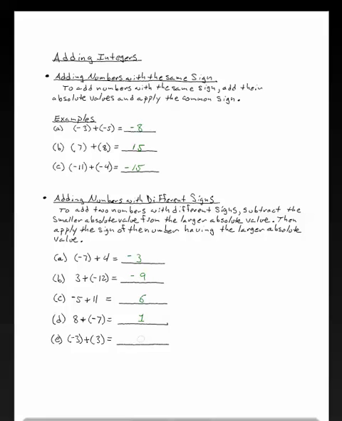In example E, we have -3 plus 3. Well, our numbers are of different signs, so we know we'll subtract. And 3 minus 3 is 0. And we want to remember that 0 is neither positive nor negative, so we just leave it at 0.